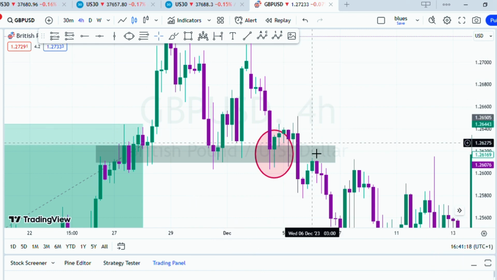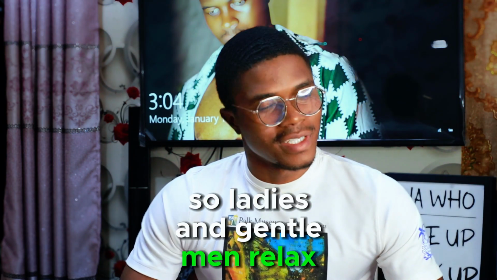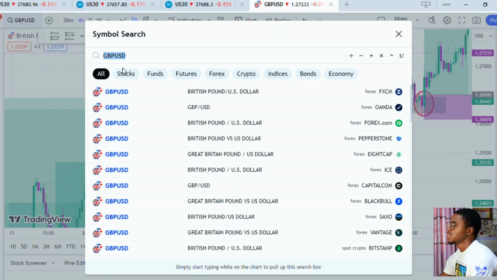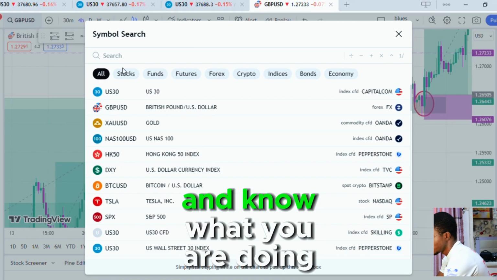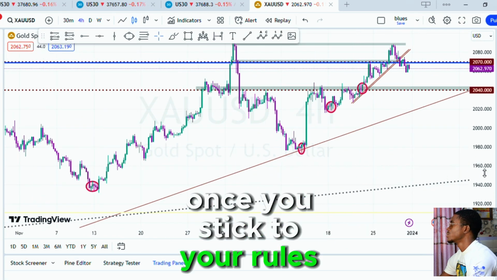Here is where it fails, and all you need to do at this point is to leave the market and come back another day. Since you can't control the market, you don't need to be angry, and if you could control the market, you wouldn't lose. So ladies and gentlemen, relax and let's move. You face all these things in the market, but if you stick to your strategy and know what you are doing, it will make you a profitable trader once you stick to your rules.